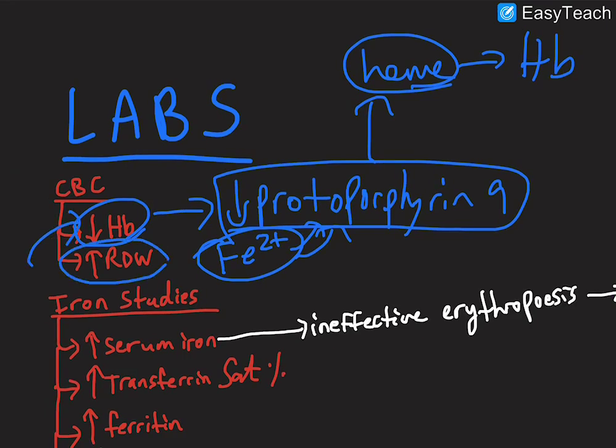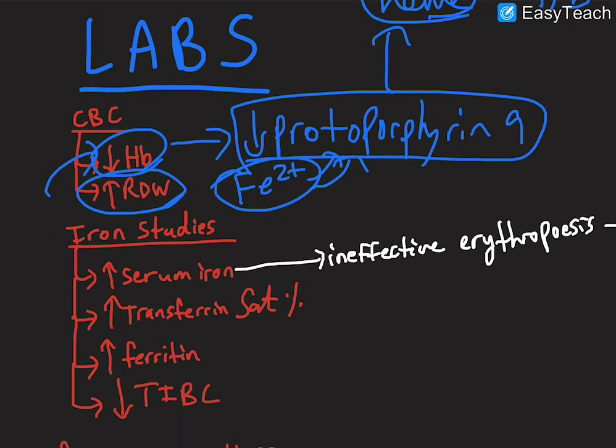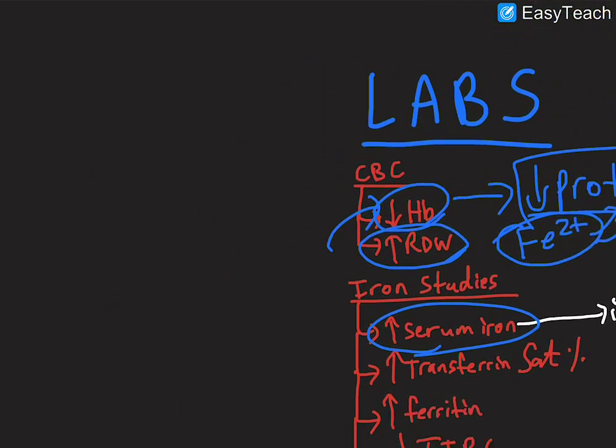Now, the RDW in sideroblastic anemia can be elevated, so you can have variation in size of your red blood cells, just like we saw in iron deficiency anemia. But focusing on the iron studies, what's interesting is that we call this sideroblastic anemia, however your serum iron is elevated here. Why does this happen? It's important to understand why. First, let's understand the normal iron feedback loop.